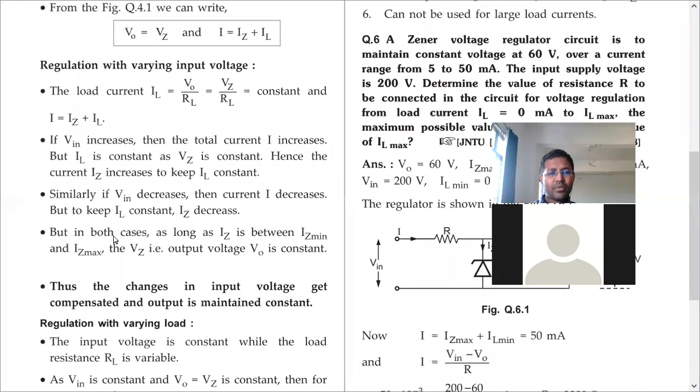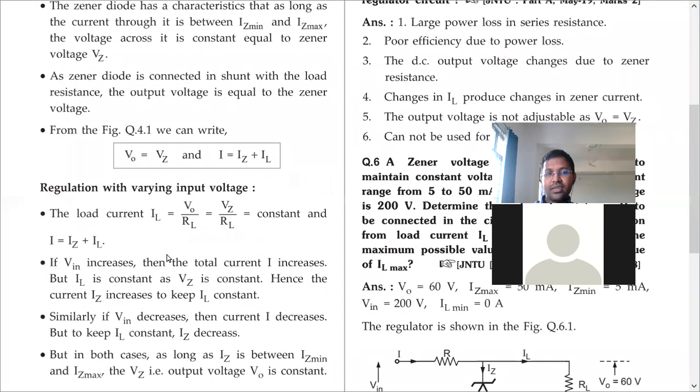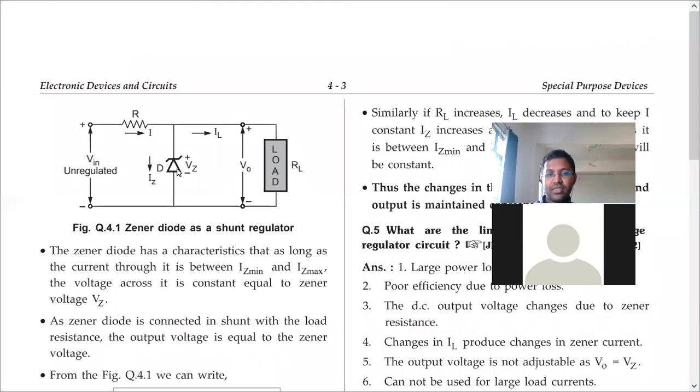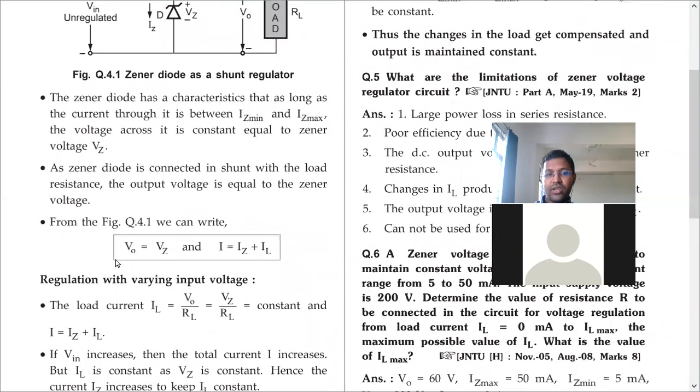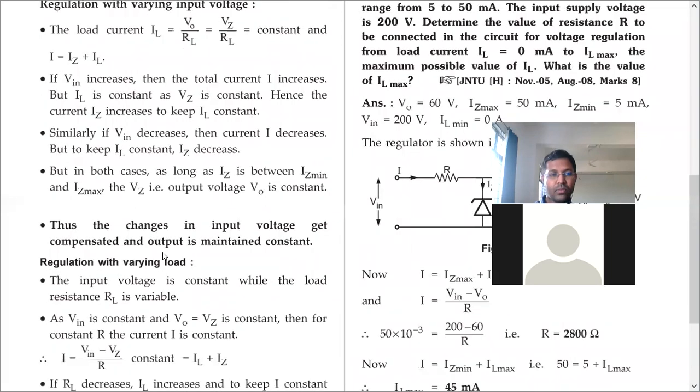In both cases, as long as IZ is between IZ min and IZ max, then only you can expect Vz to be constant. When Vz is constant, V naught is constant because V naught is Vz. Thus, the changes in input voltage get compensated and output is maintained constant. Although input is changing, output is constant. We don't want fluctuations in supply, right? We want a constant supply.